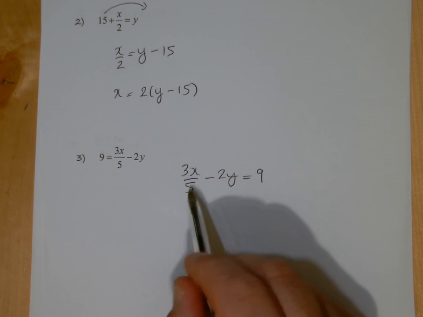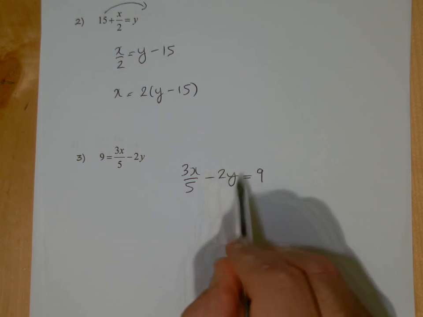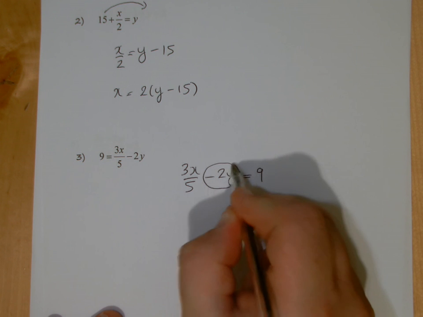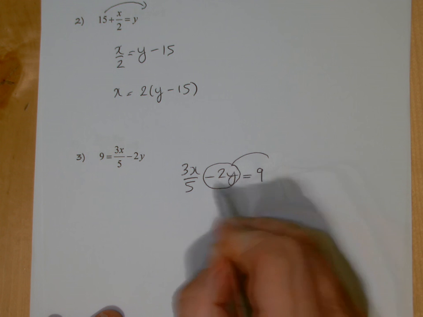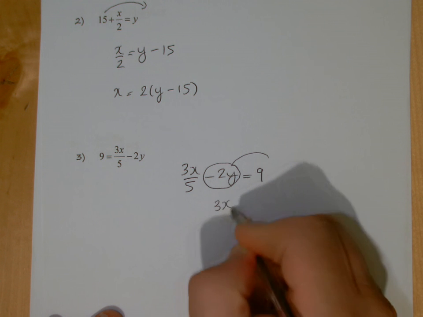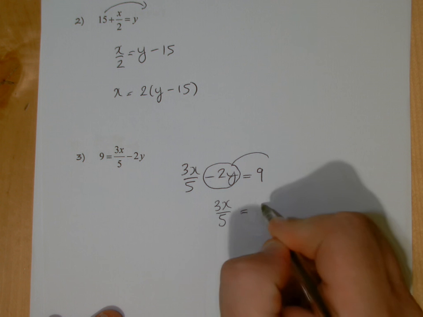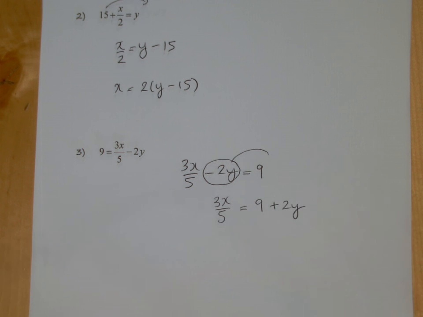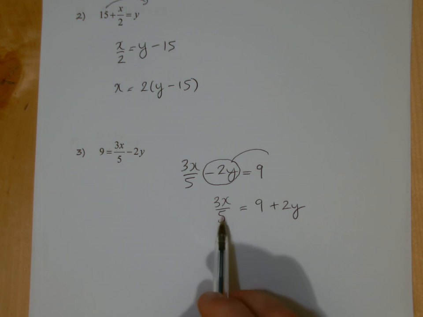I've got to deal with this fraction, haven't I? But let's deal with this minus 2y first. It's on its own there. Let's just take that over. And of course, when I take that over, because it's negative, it becomes a positive. So 3x over 5 equals 9 plus 2y. And then I'll deal with the fraction.